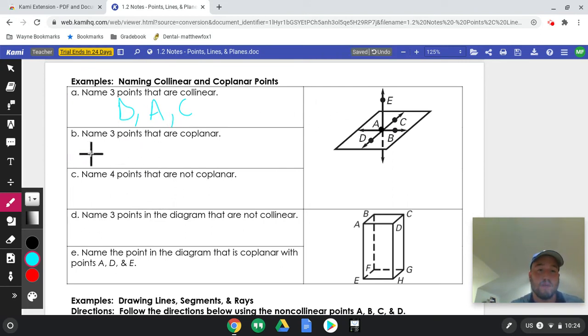Okay, so now, letter B says name 3 points that are coplanar. Okay, so as long as they're on this plane, they work. So we could do like A, C, and B.